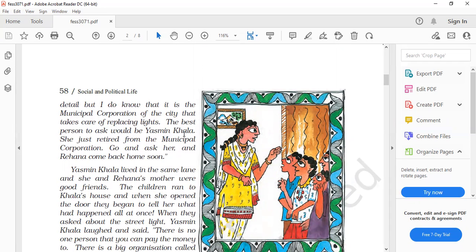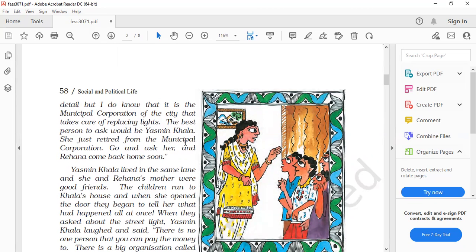Yasmin Khala just retired from municipal corporations. Underline this, it is very important for MCQ or fill in the blanks or any true false question. The question is, where did Yasmin Khala work? So Yasmin Khala worked in dash. So this is your answer: Yasmin Khala worked in the municipal corporation.